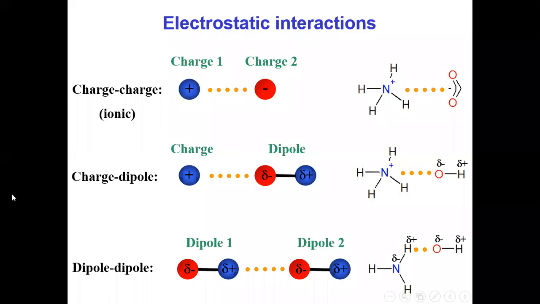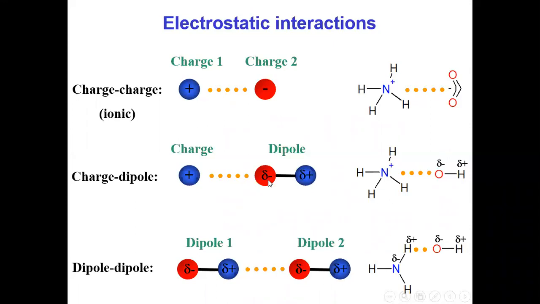So electrostatic interactions occur between electric charges. And there are three basic types of such interactions. The first one is called ionic or charge-charge interaction, and it occurs between full charges. For example, we have here an ammonium molecule interacting with the negative anion of formic acid. The second type is an interaction between a full charge and a dipole.